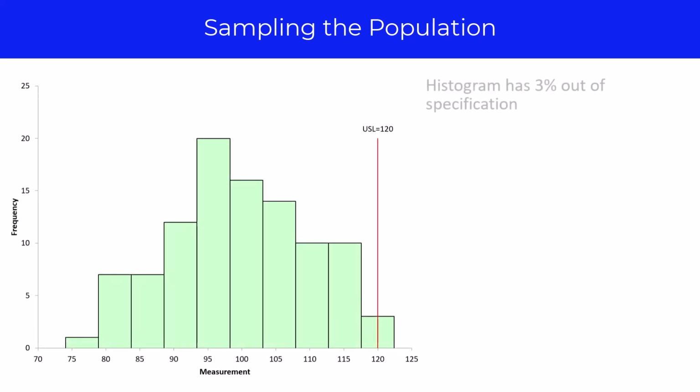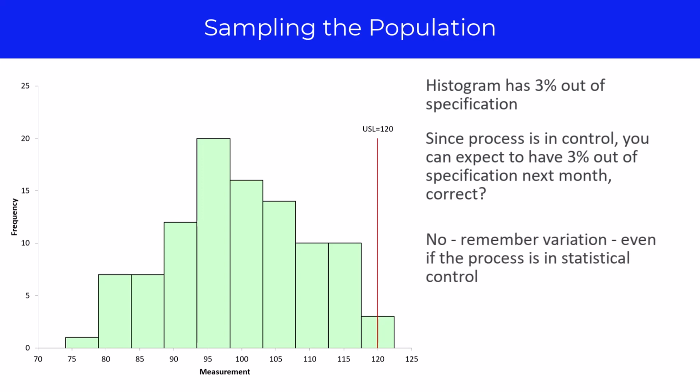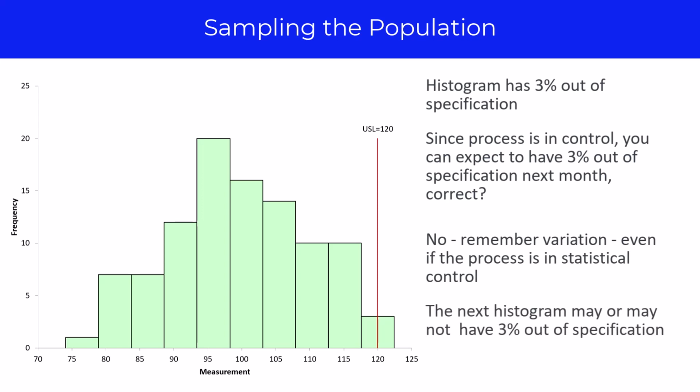The problem you have, here's our population again. This histogram has 3% out of specifications. Since your process is in control, can you expect to have 3% out next month? No, you've got to remember variation. Even if the process is in control, the next month's histogram may or may not have 3% out of specifications.